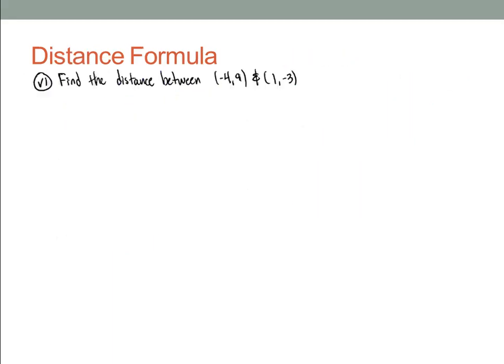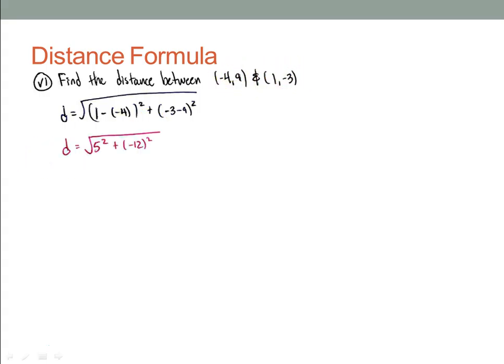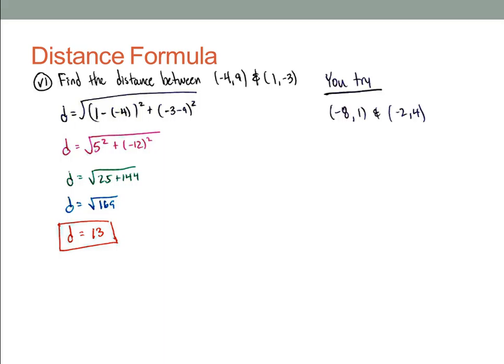So let's apply it. Checkpoint 1, real simple. We're going to put that into the distance formula that we know. So 1 minus -4 and -3 minus 9. Now the order really doesn't matter. I could have done -4 minus 1 and 9 minus -3. I would get the exact same answer. 5 squared plus -12 squared. Of course, when we square them, we get the square root of 169, which is just 13. Sweet. All right, why don't you try this one?